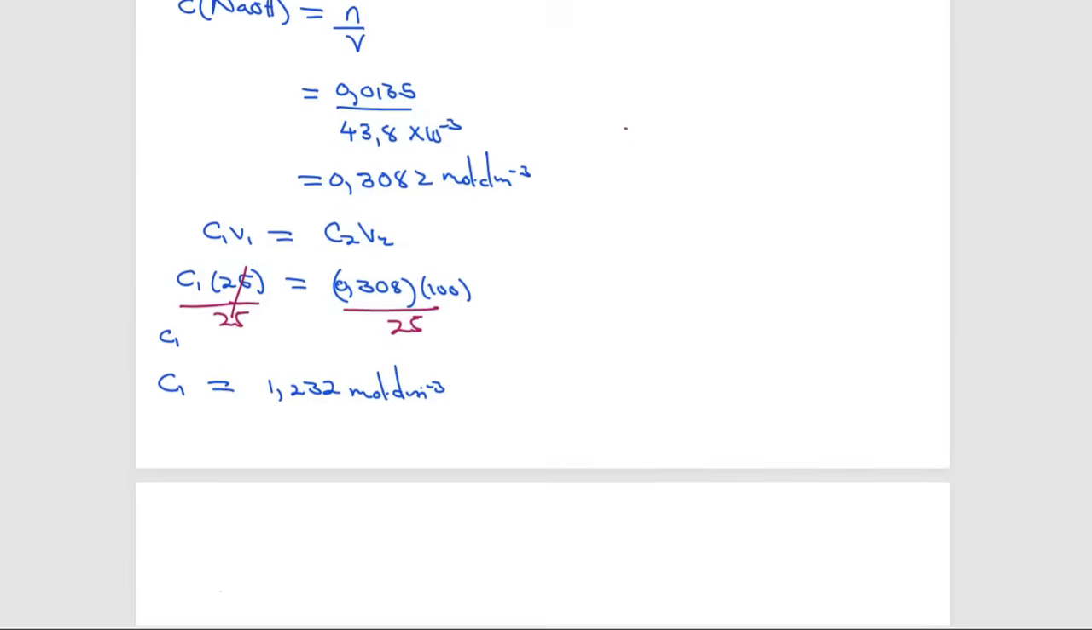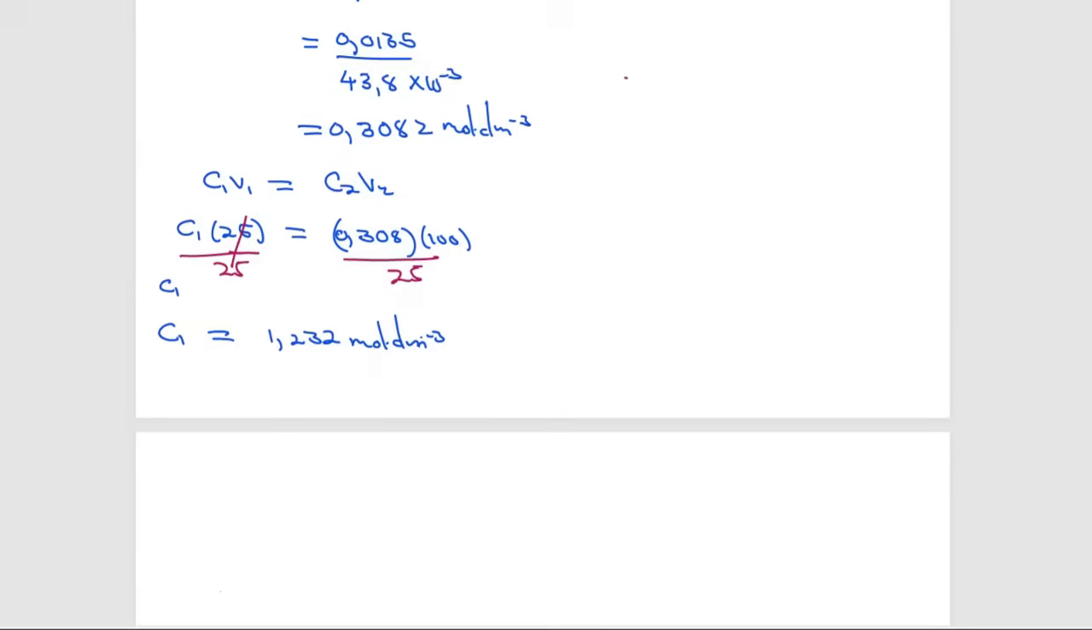So now we have the concentration of C1. Now what are we looking for? We're asked in terms of the mass, right? So from the formula that says C is equivalent to m all over MV, what I'm going to do is to make m the subject of the formula. Therefore, I'm supposed to cross multiply, and I'm going to get something like this.